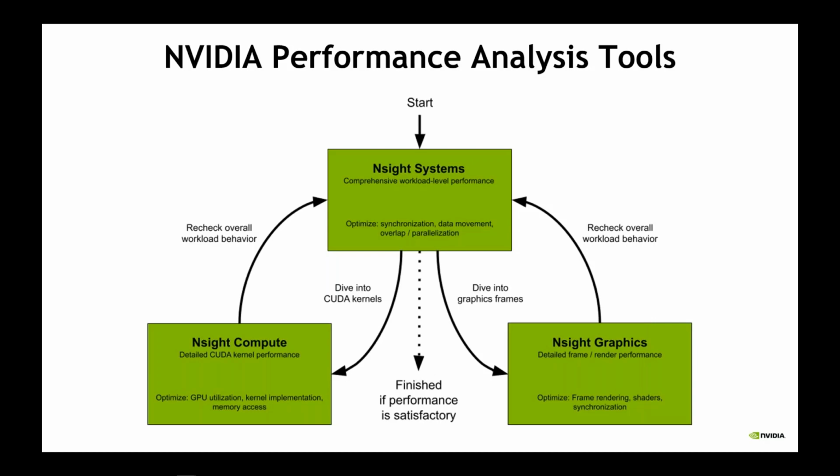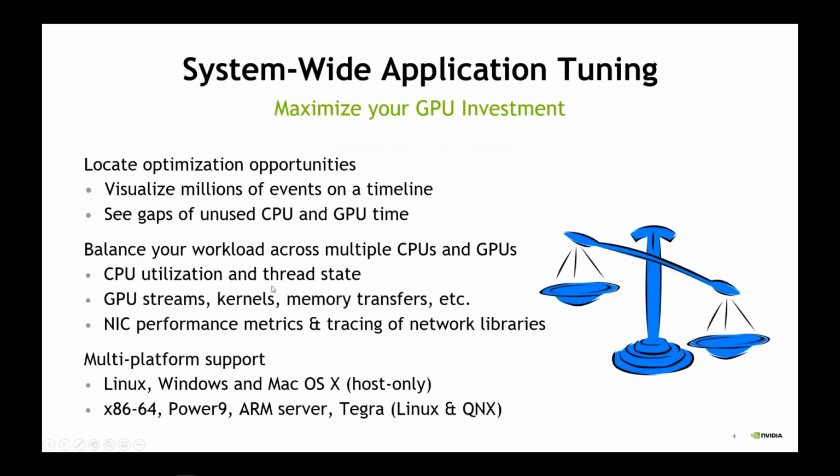So for compute applications, you would probably first figure out with Nsight Systems performance relevant kernels. Those are usually the ones with the most runtime impact. And then you would dive into a more detailed kernel analysis with Nsight Compute. After that, you would probably come back and re-inspect the overall workload behavior with Nsight Systems again. In case of graphics applications, you would use Nsight Graphics instead of Nsight Compute. However, this talk right now is focusing on Nsight Systems, which is NVIDIA's tool for system-wide application tuning.